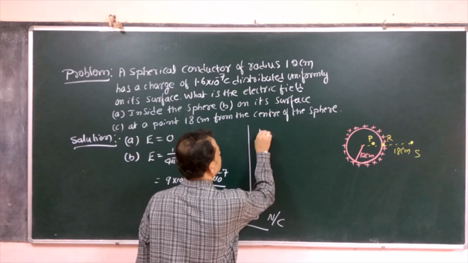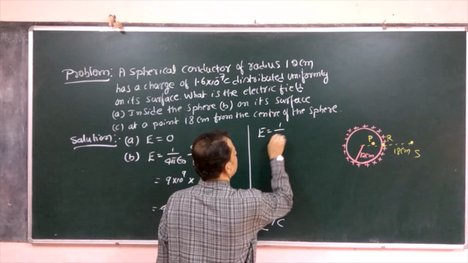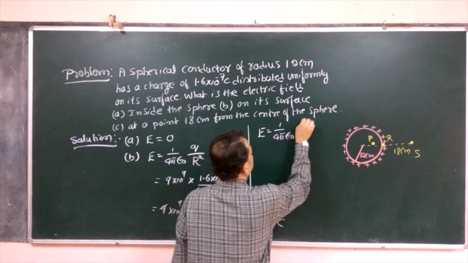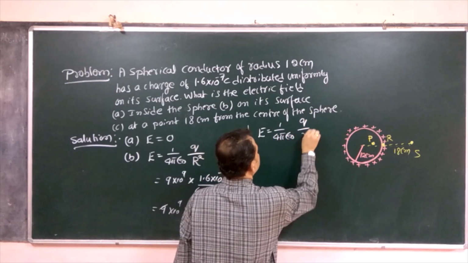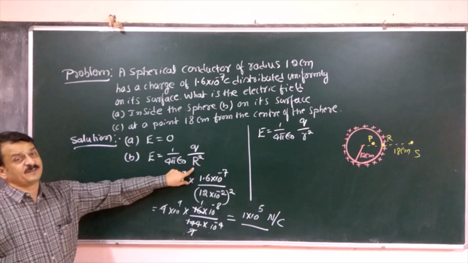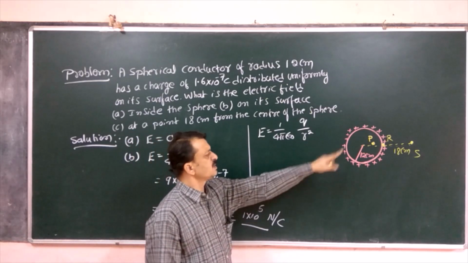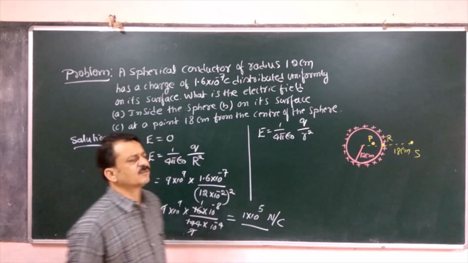Now the electric field at an outside point is given by 1/4πε0 into q divided by small r square. ಇಲ್ಲಿ ಕ್ಯಾಪಿಟಲ್ R ಯಾಕೆ ತಗೊಂಡಿದ್ವಿ? It is on the surface. It is nothing but the radius of the sphere. So ಇಲ್ಲಿ small r, it is the distance of the point from the center of the sphere.